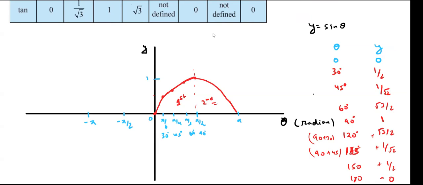Now, when you talk about negative angles, suppose negative 30 degree, negative 45 degree, negative 60 degree. So what will happen in the negative case? What is the value of sine? Negative is the fourth quadrant, and in the fourth quadrant the value is negative. So it will be something like this.